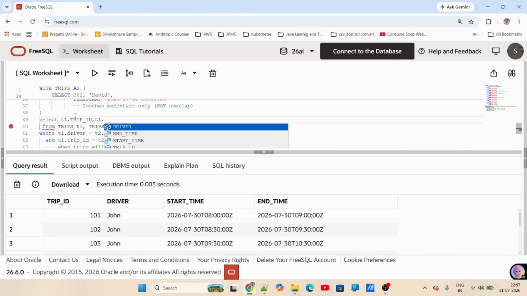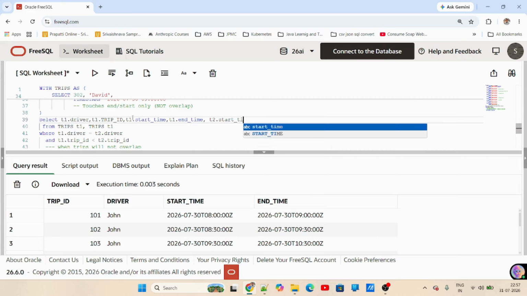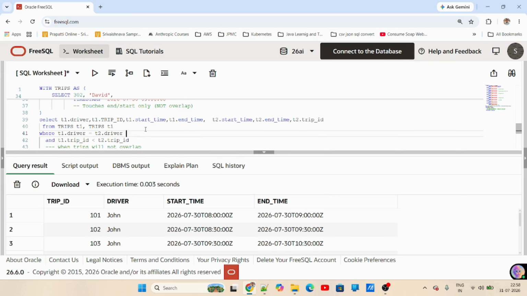We will add the driver's name here: driver, trip ID. I will put the start time, T1.end_time, T2.start_time, T2.end_time, and let me add T2.trip_id also.